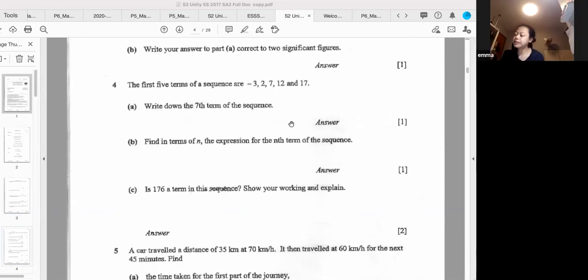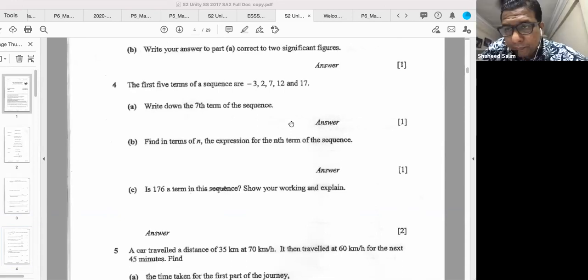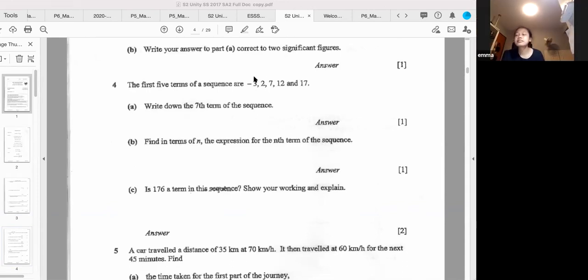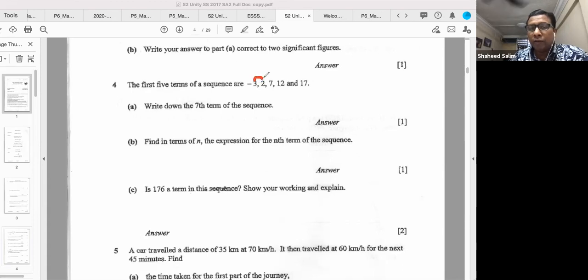I don't remember. Sorry, I don't remember how to do. Okay, no problem. So let us see now. You have this now. It increased by 5, right? Plus 5, plus 5, plus 5, right? So we can write it down somewhere. Let's say first term is -3. Second term is -3 plus 5. Am I correct to say that? Do you agree?